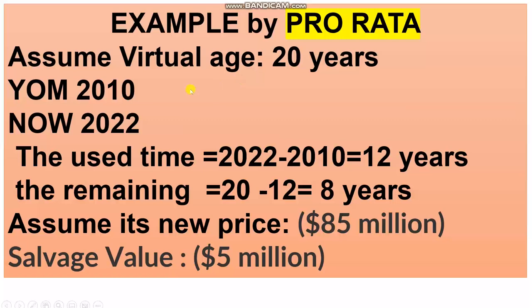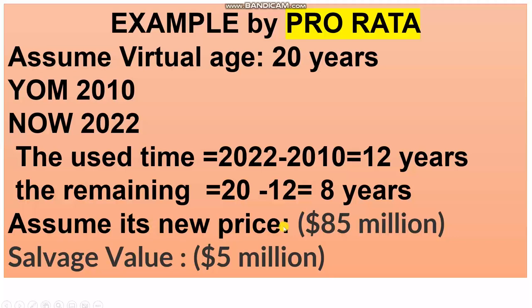How to calculate now? The data here. Assume the virtual age is 20 years. Year of manufacture of this aircraft is 2010. Nowadays, year 2022. So the use time for this aircraft and the last operators here, 22 now minus 10, the manufacture date here, equals 12 years. So the 12 years in the past for the last previous operators. For me, the remaining for use is 20 minus 12 equals 8. So this is the useful years for me.